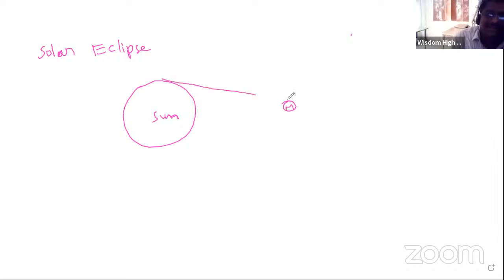Solar eclipse. These things you should keep in mind. Sun here, sun there. Next, the moon is coming to the middle now. Moon is coming to the middle here. M means moon here. So now the sun rays are delivering like this.